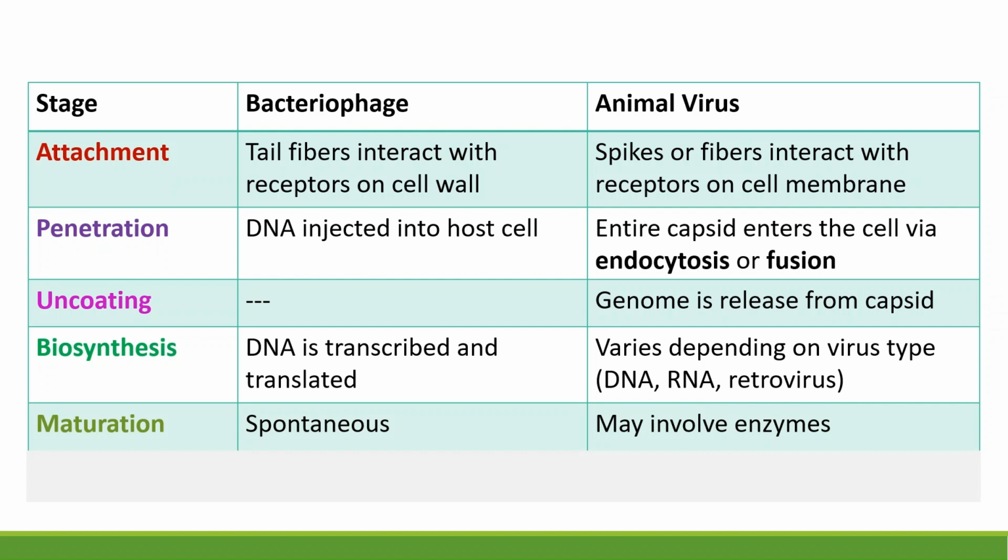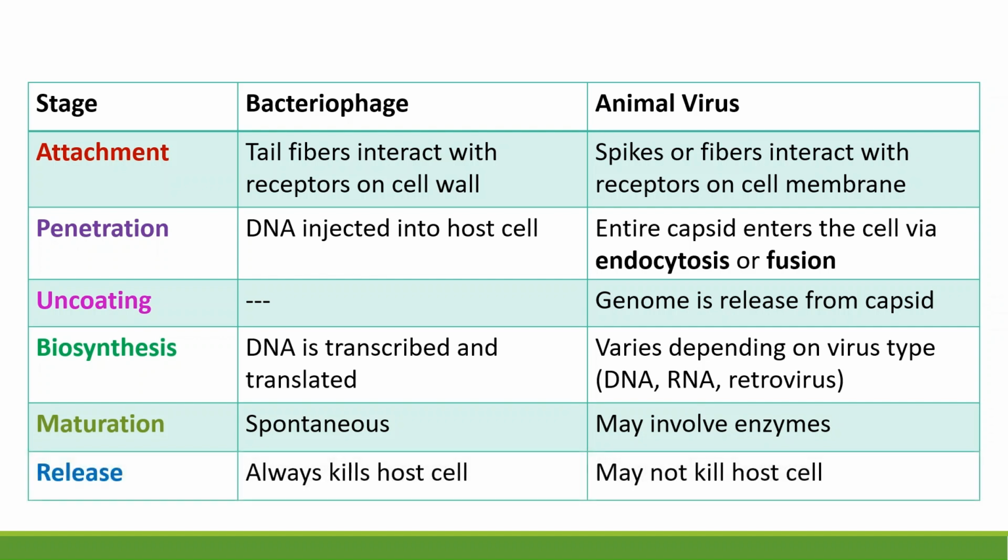And then we have maturation. Maturation for bacteriophages is when we have this auto-assimilation of the different bacteriophage parts. But with animal viruses, it can be a little bit more complicated, and it might require the use of enzymes in order to catalyze those different reactions. Release basically always kills the host cell for bacteria. This may not always be the case for animal viruses. They might not always lead to complete lysis of the cell.